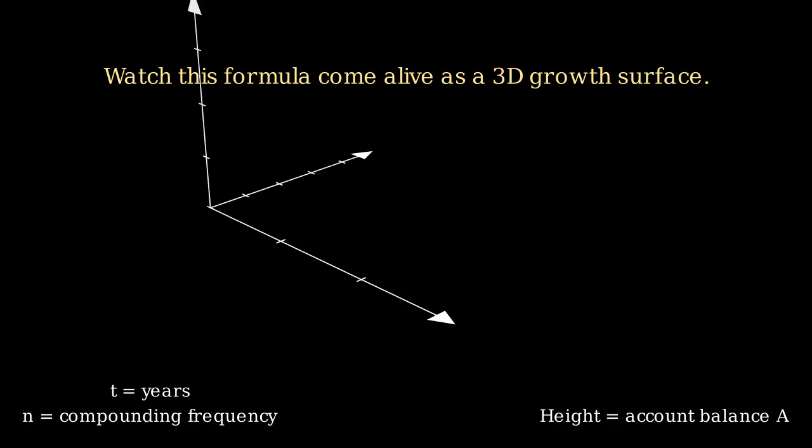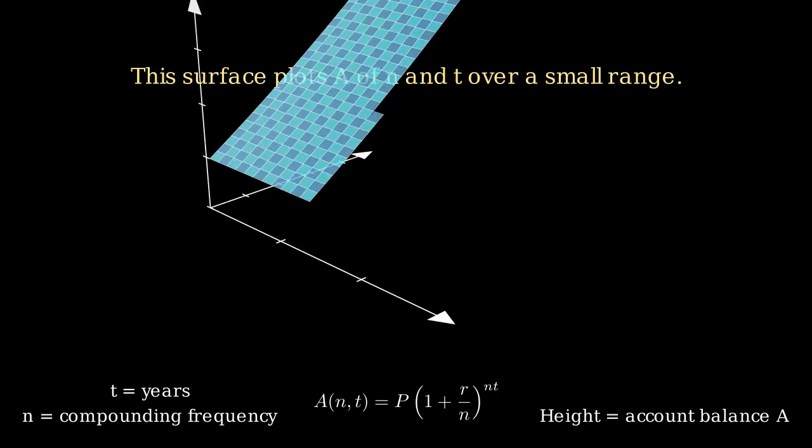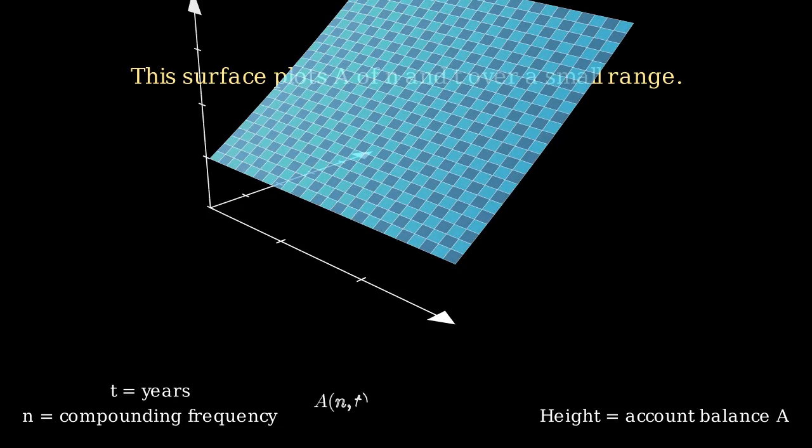Now watch this formula come alive as an actual three-dimensional surface, with compounding frequency, n, and time, t, as the two floor axes, and account balance rising up as the height. This surface plots A as a function of n and t, equal to P times the quantity 1 plus r divided by n, raised to the power nt, over a small range of values.